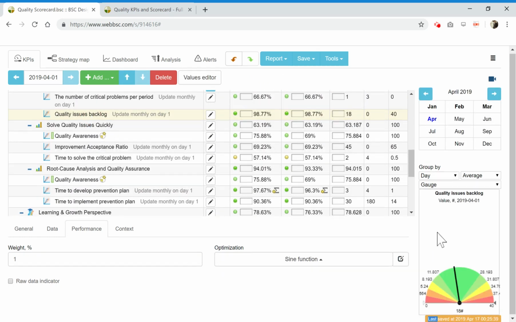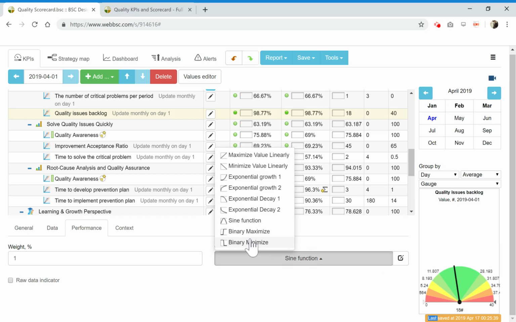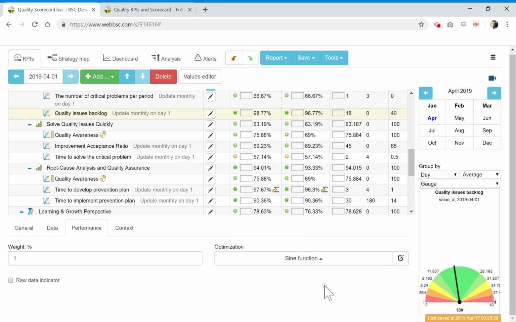then you will see that this gauge chart is not standard. Just for example, here we have the green zone on the left, but for this indicator, the green zone is somewhere in the middle. Actually, the optimization function is not a classical one, a sine function. What does it mean? It means that having no quality issues is a problem. It means that people are not reporting quality issues. Yeah. Having too many quality issues is a problem, because it means that your quality team is not working fast enough. You don't have enough people or whatever. So this is an example of an indicator where the green zone is in the middle.